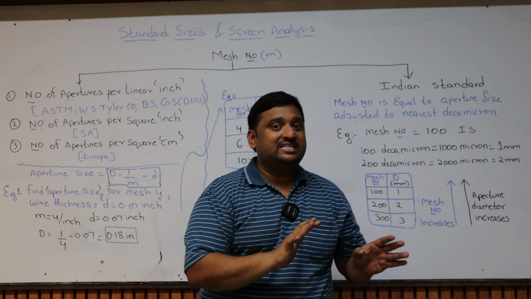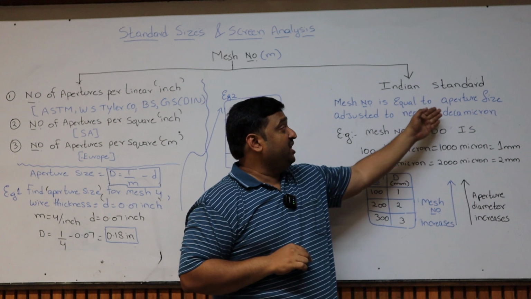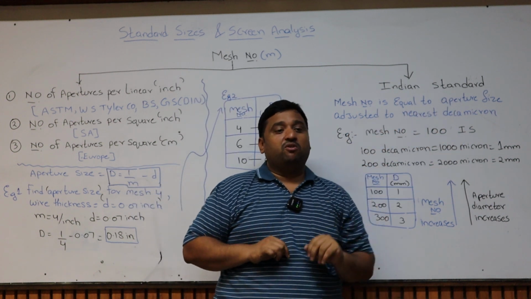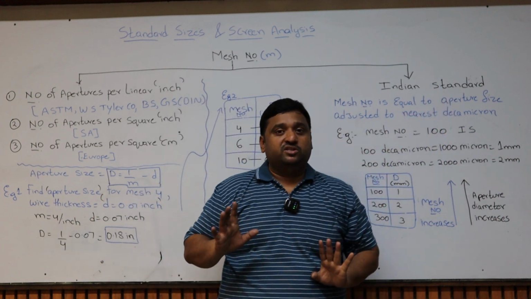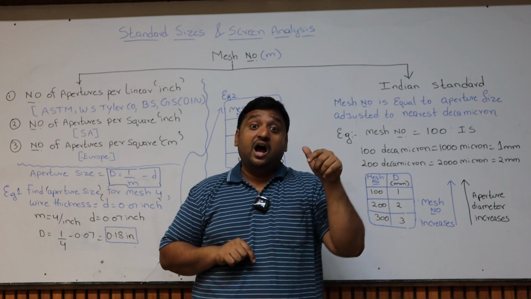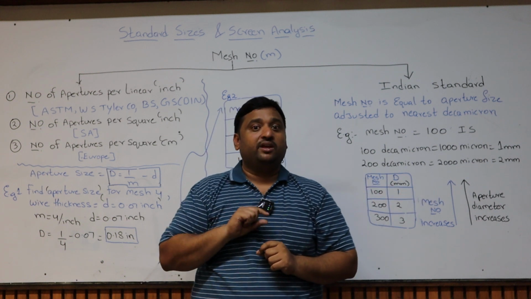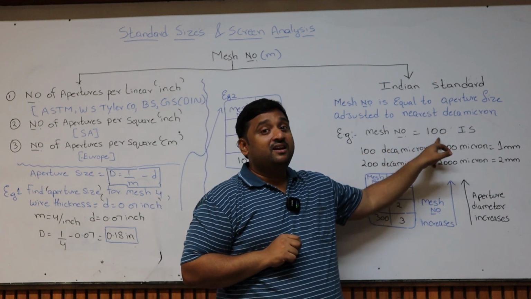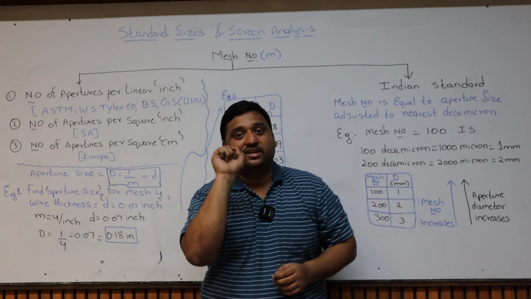Let us go to the Indian set of definitions. What is the mesh number? The mesh number is equal to the aperture size itself, adjusted to the nearest decamicron. It's very simple, don't get confused with the definition. Mesh number is equal to aperture size. That means given mesh number 100, the aperture size is also 100. 100 is of what unit? 100 is the mesh number, meaning 100 is the size of the opening. That unit is decamicron. So if the mesh number is 100 in Indian standards, 100 decamicron is the screen opening size.